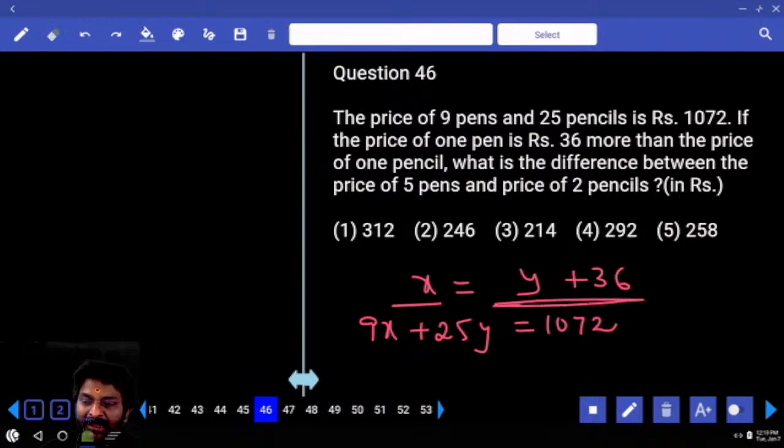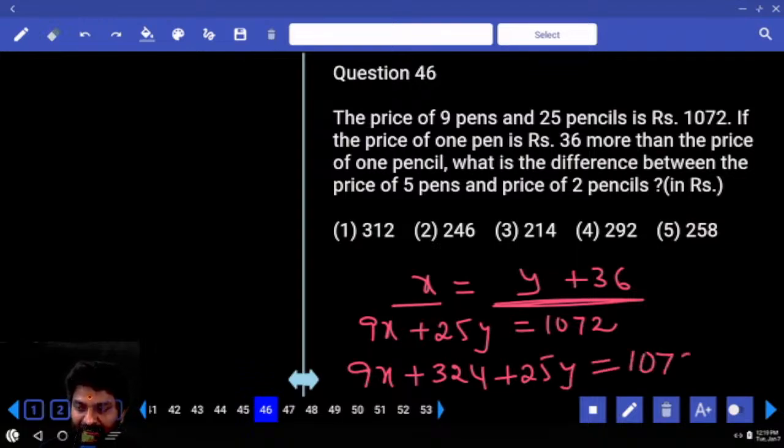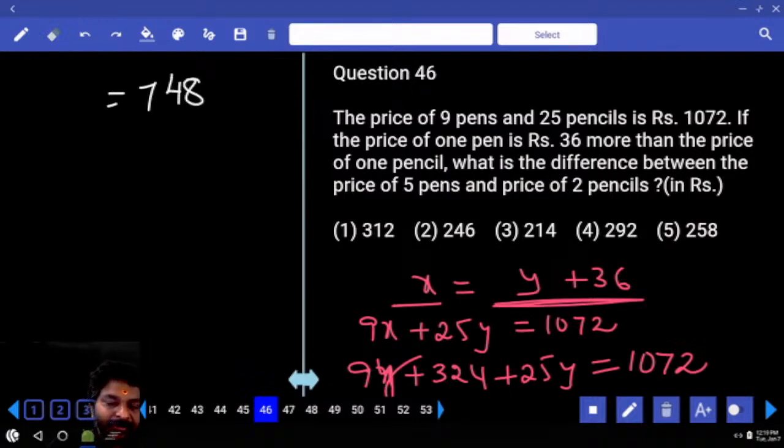9x will be 9 times of y plus 36. That will be 9y plus 9 times of 36, 324, plus 25y is 1072. Following? 9y plus 25y, 34y. 324 goes to the other side. 748 is equal to 34y.